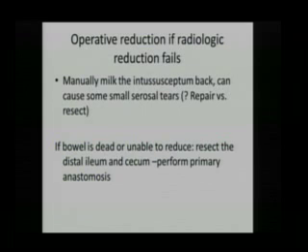So operative reduction, if the child's stable, you don't have to take them to surgery expecting to do a resection, and you can't reduce it radiologically, you'll take them to surgery. So you milk that intussusceptum back with your thumbs like you did. Don't just pull it apart. And it seems to me you just reduce it and walk away. That'd be hard to do.